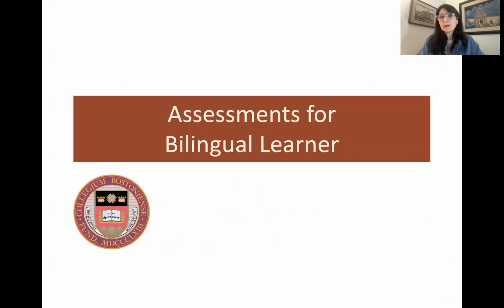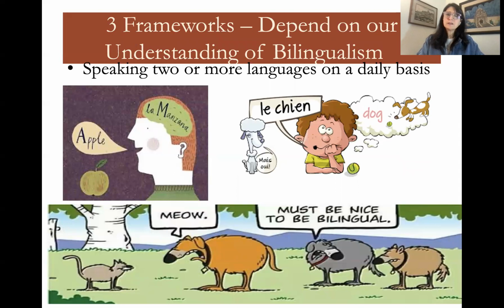So finally, with assessments for bilingual learners, it's not enough to adapt the curriculum and the instruction. We also need to adapt the assessments. And there are typically 3 frameworks, and schools and teachers use the framework depending on their own understanding of what bilingualism is. And we see here funny images of, do I think in English on the left side, and in Spanish on the right side?